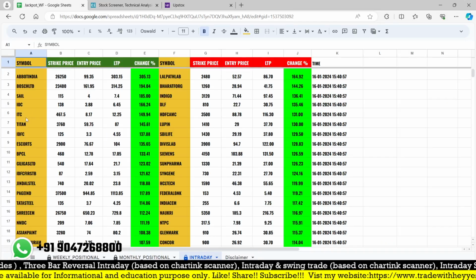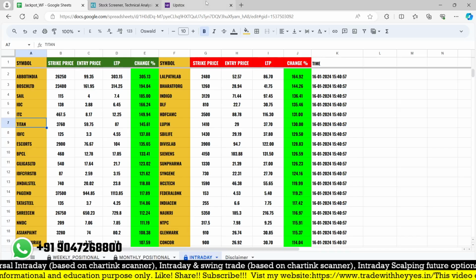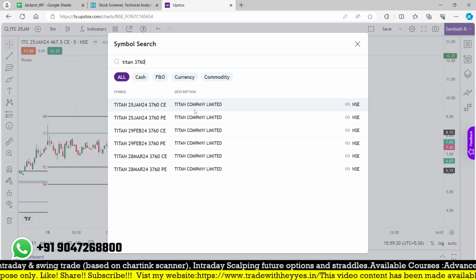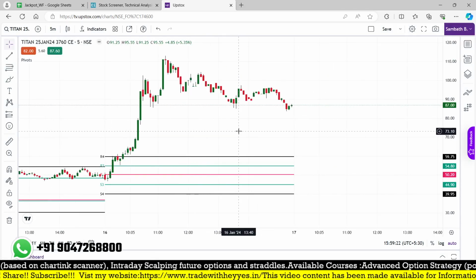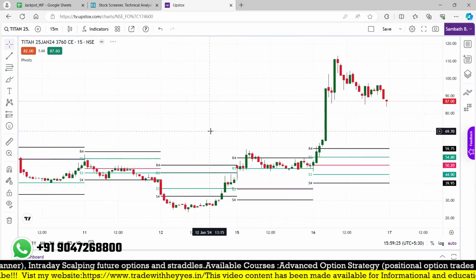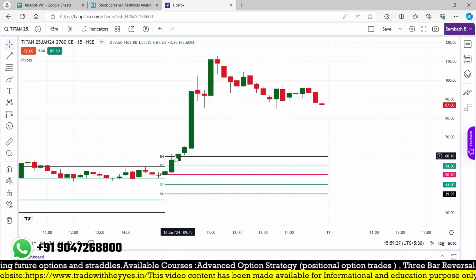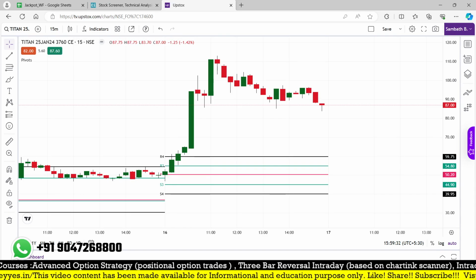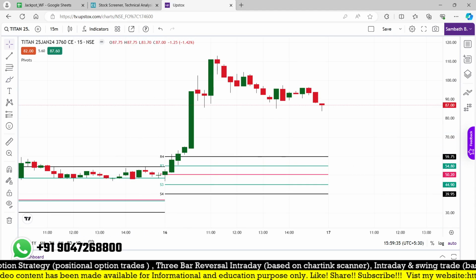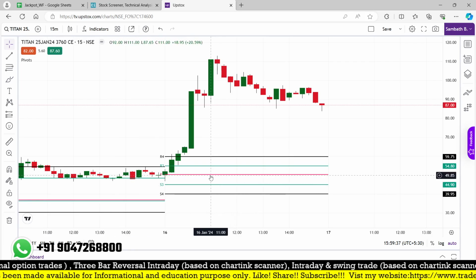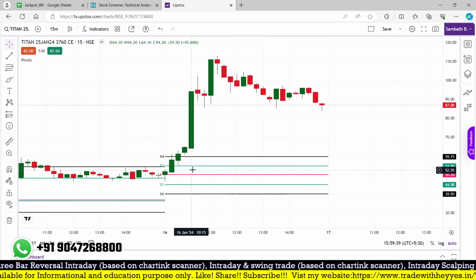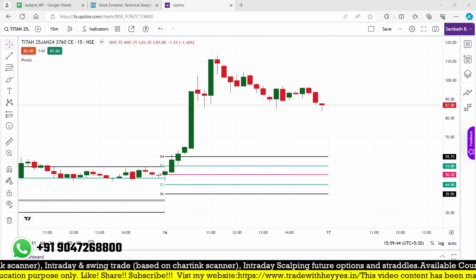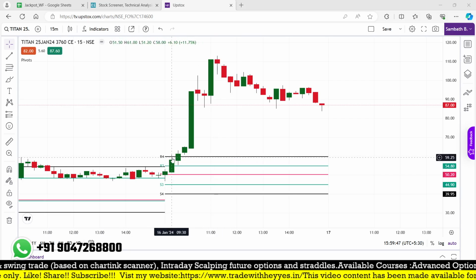So maybe instead of ITC, Titan 3760. Let me check. Maybe Titan 3760 based on our R4 scanner, the second candle. Okay, look at this on the 15 minutes time frame. The second candle which breaks the high. So here is an opportunity for a breakout kind of trade where I can keep my stop loss either at the pivot level or S3, S4 or even L3. It depends on your risk ability which you are going to look for in the trade opportunity in this option. So here we got a second candle which breaks out.